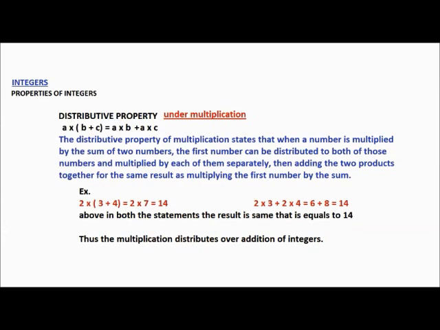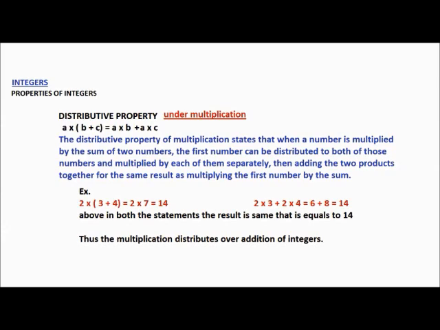Distributive property under multiplication. So a multiplies with the group b plus c, that is equal to a multiplies b plus a multiplies c. So the distributive property of multiplication states that when a number is multiplied by the sum of two numbers, the first number can be distributed to both of those numbers and multiplied by each of them separately, then adding the two products together for the same result as multiplying the first number by the sum.